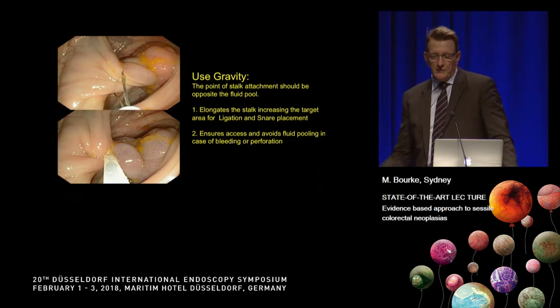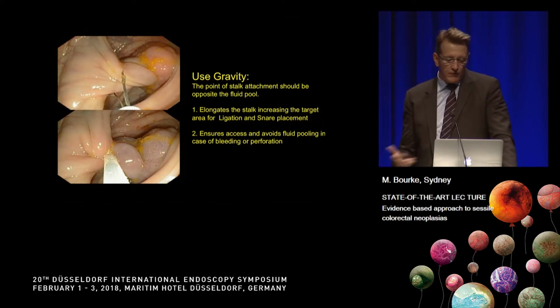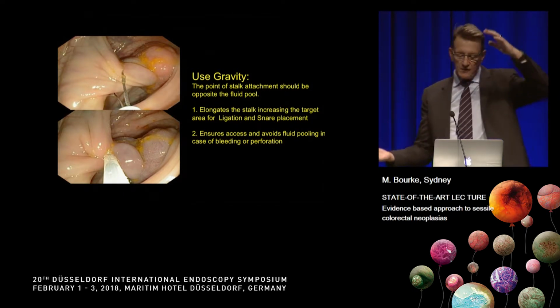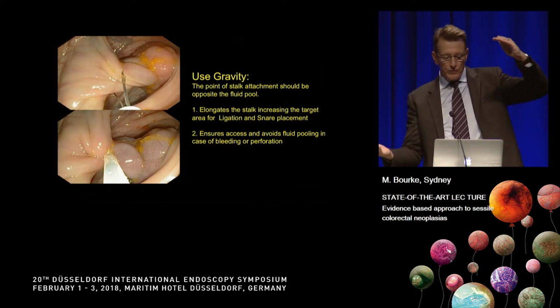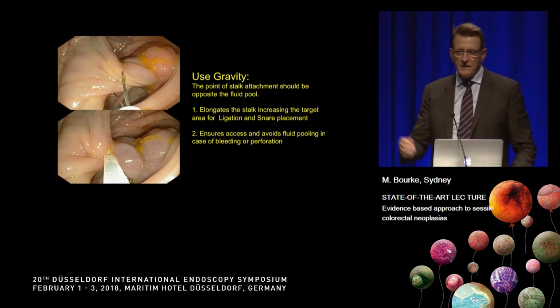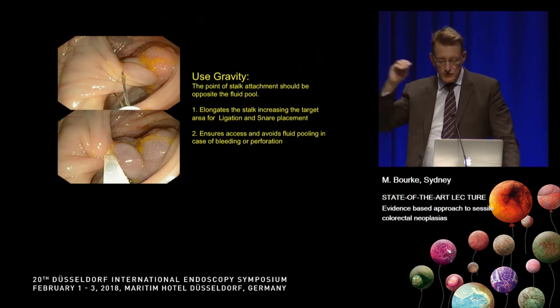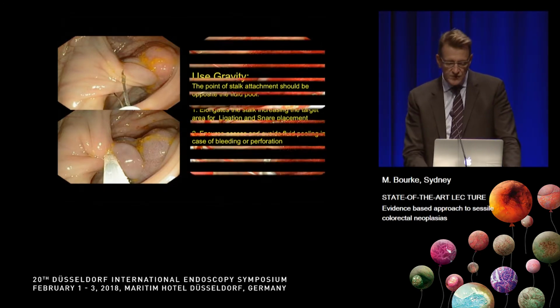The simple things that we need to do, this is not complex, but so often I don't see people doing this. Use gravity. If the lesion is within the fluid pool, make sure you rotate the patient so that the lesion is opposite the fluid pool. And this optimises the effect of gravity on tissue elevation, but also it gives you a clear working field should there be bleeding or a perforation during the procedure.